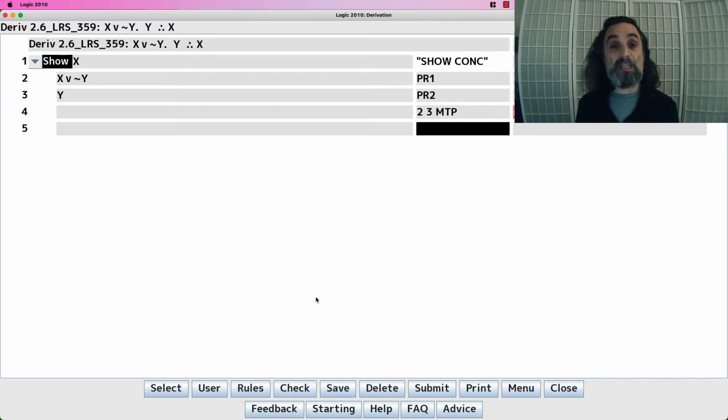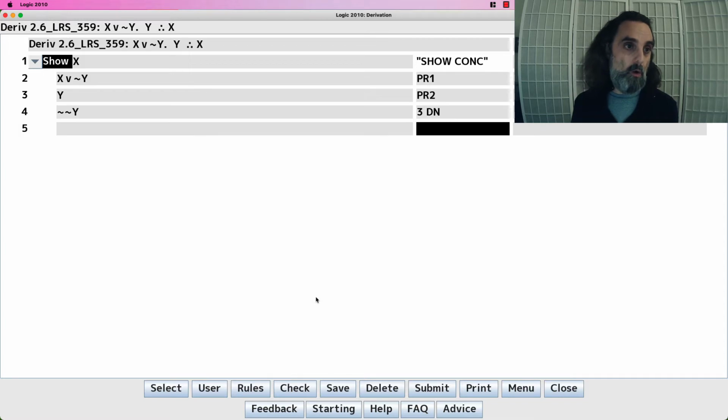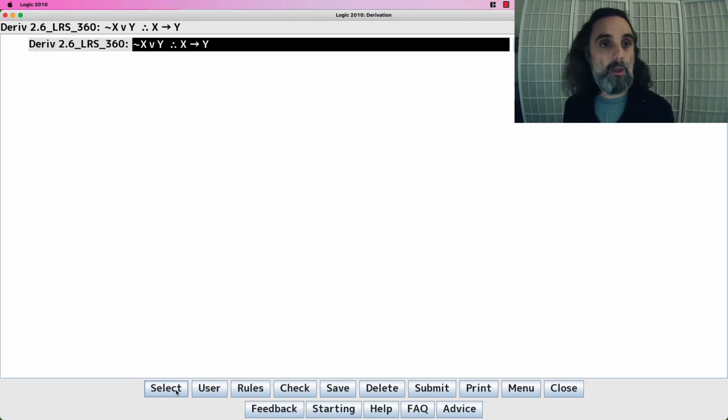Well, for MTP, we need the negation of a disjunct. The left disjunct is x, so we need the negation of that, so not x. Or the right disjunct is not y, and so we need the negation of that, and that is y. We don't have that, but we can get it by double negating 3, giving us not y. And now we can do MTP with 2 and 4, giving us x. Okay, good. Moving right along.